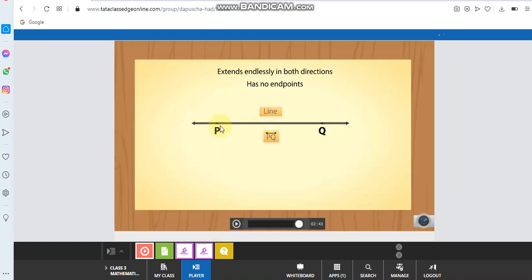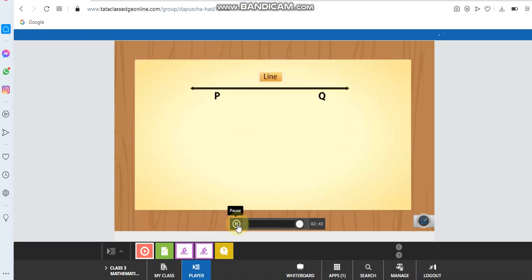So these are the properties of line. That it can extend endlessly in both directions. See, this arrowhead is denoting that from both sides we can extend this line. And it has no endpoint. So these are some points on this line, P and Q, but it does not have any endpoints.